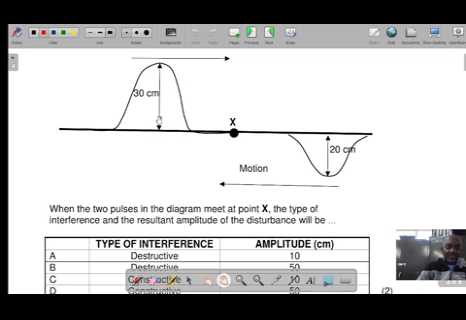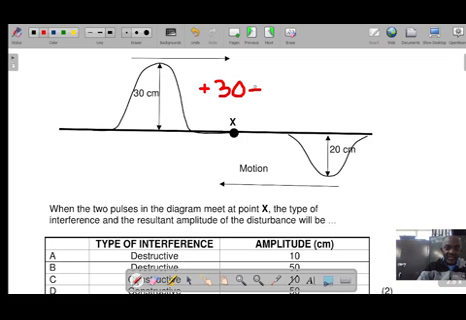Now, because these amplitudes are facing opposite directions, the one facing up you can take to be positive, and the one facing down you can take to be negative. So in other words, this is positive 30 centimeters. Because they are interfering, we add according to the principle of superposition.